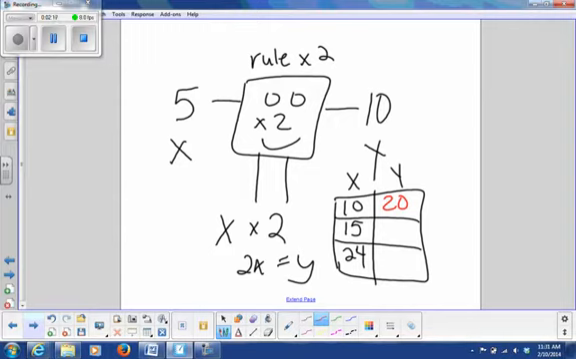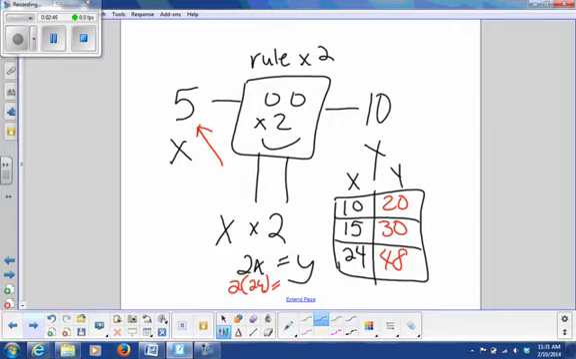Okay, what if I put 15 in here? 15 goes in where my input here. 15 times 2 is 30. Okay, and now 24, same thing, 24 is my x. I'm going to go 2 times 24 equals 48. See how that works? Okay, now what points would I plot?